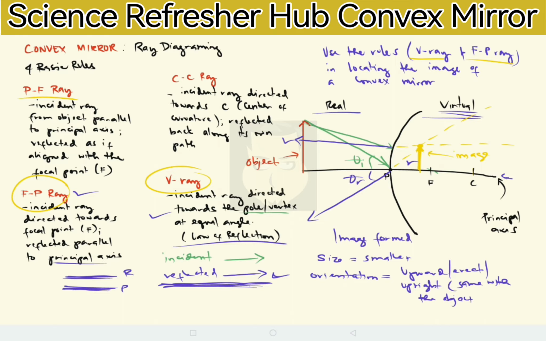Next, where is the image formed? Is it on the real side of the mirror or the virtual side of the mirror? Very obvious that it's a virtual image. Okay, the type of image being formed is virtual in nature.